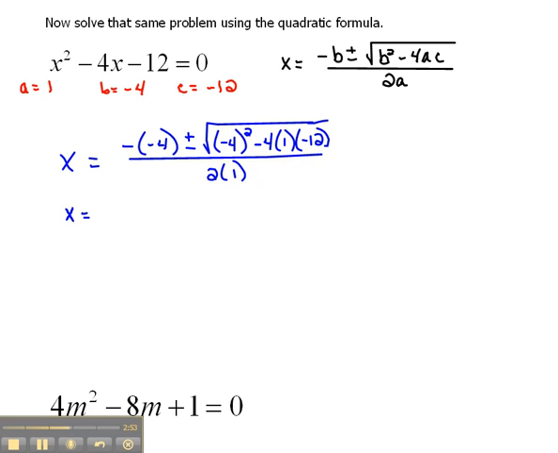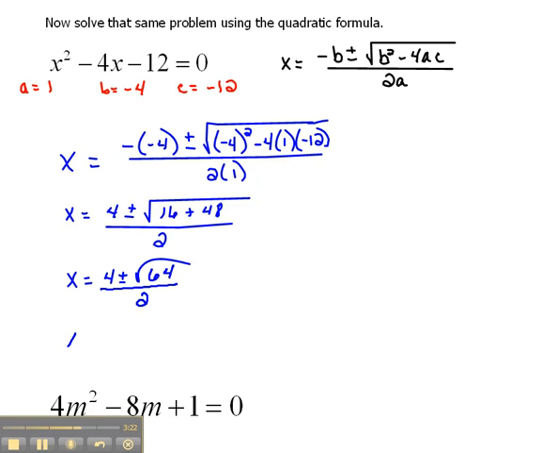So x will equal the opposite of negative 4 would be positive 4 plus or minus the square root of negative 4 squared is 16. Negative 4 times 1 times negative 12 would be a positive 48 all over 2 times 1, which is 2. Now we keep simplifying. 4 plus or minus the square root of 16 plus 48 would be 64 all over 2. And keep simplifying. 4 plus or minus the square root of 64 is 8 all over 2.